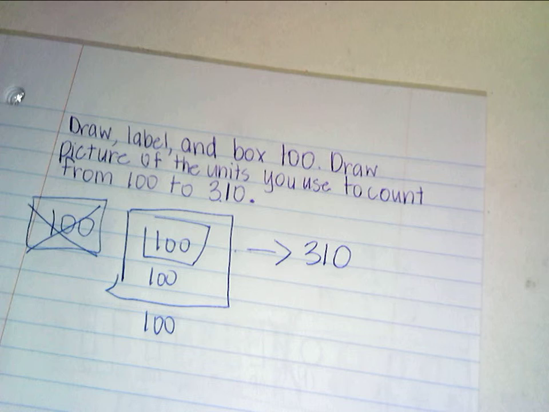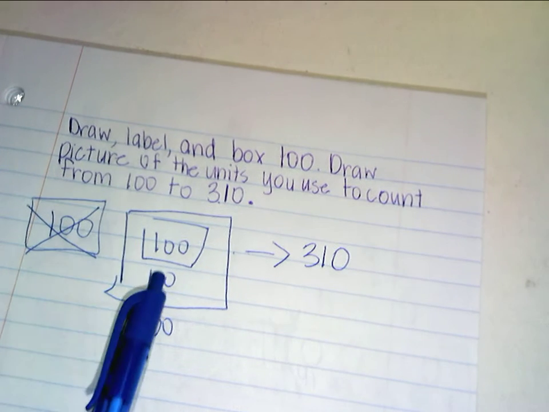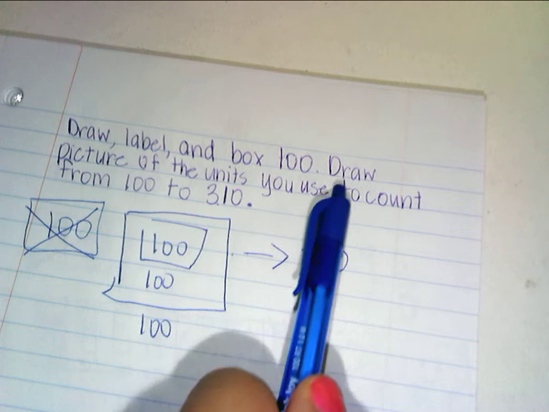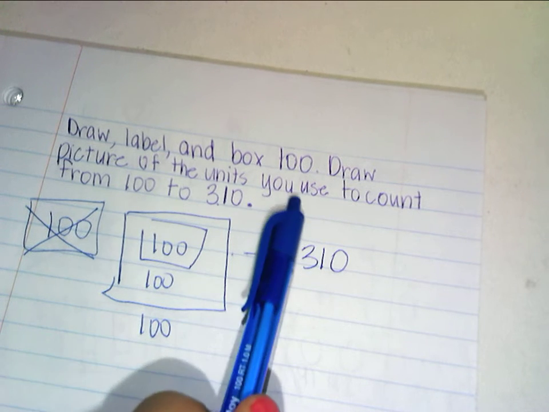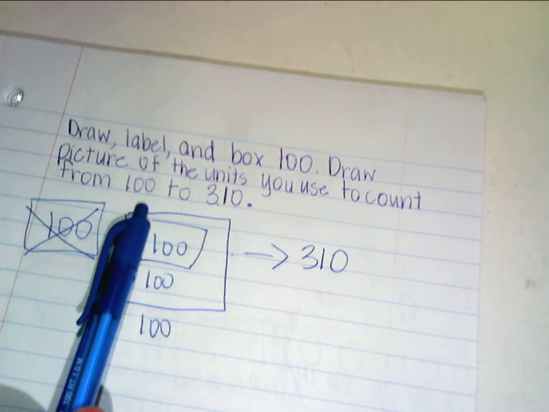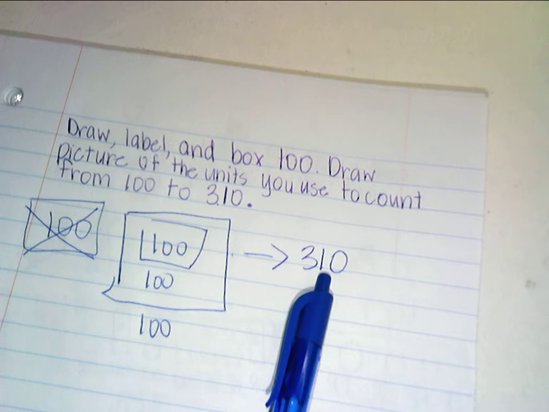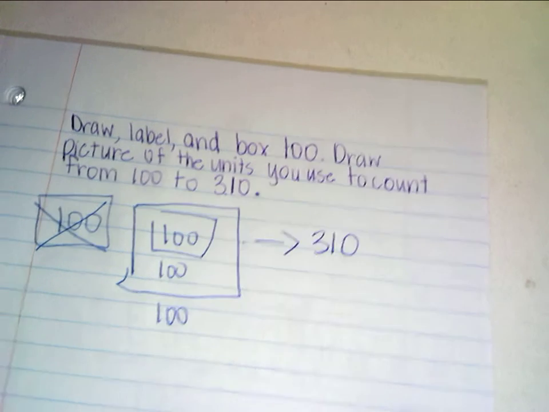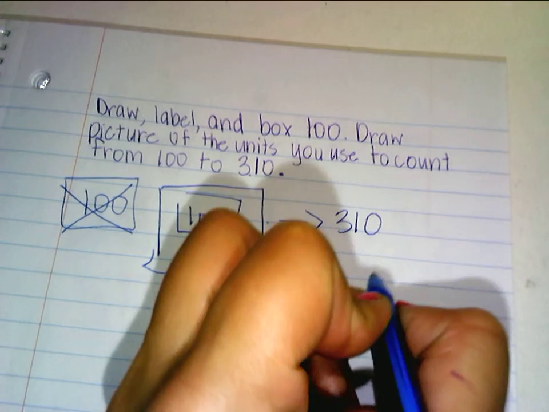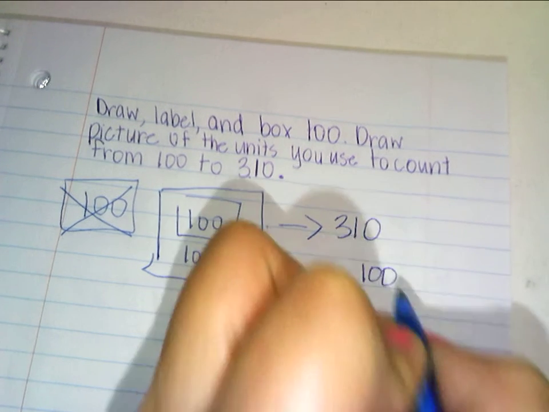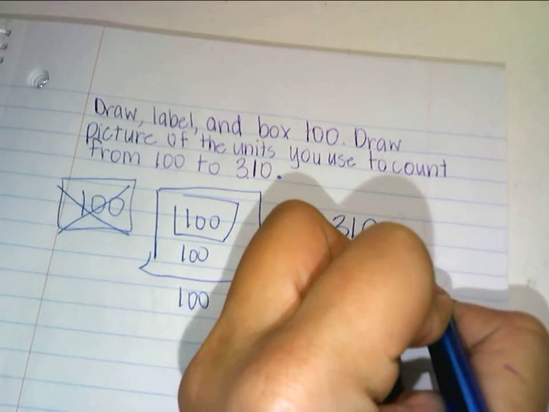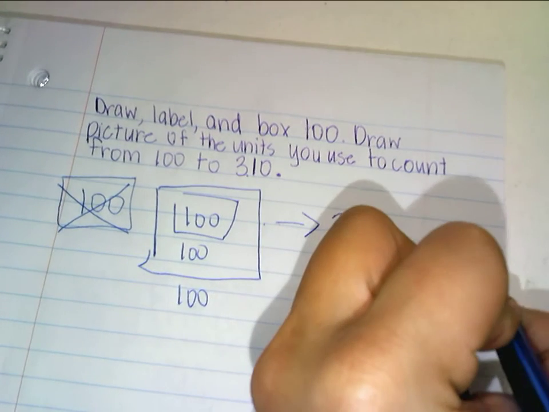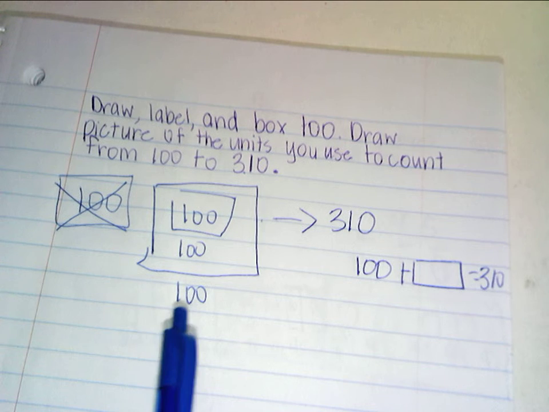310. Okay, so I drew it, I labeled it, I boxed it, I put the total. Now you need to draw pictures of the units you use to count from 100 to 310. I'm going to 310 now, okay? So 310 is my total. Think of your equation. We could start that now. We are going from 100. We need to add more. That's our missing part to get to 310.